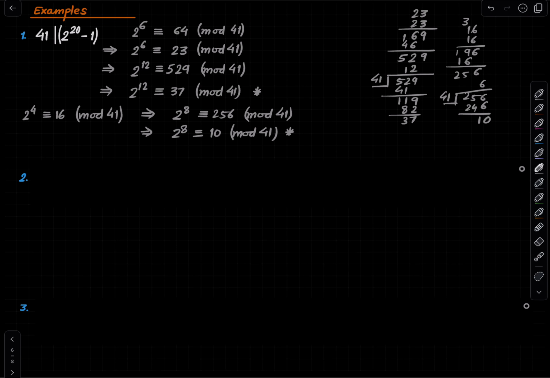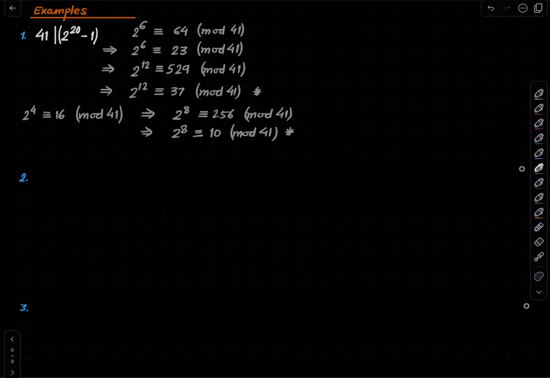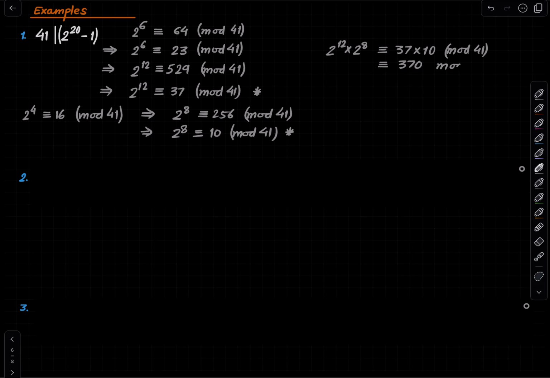Another star here. So multiplying the 2 stars, as we saw in the previous, we can multiply congruences. So 2 to the power 12 times 2 to the power 8 is congruent to 37 into 10 modulo 41. Right? What happened? We have the first star and the second star. We multiply the left hand side, we multiply the right hand side. We have just written it out. So this is 370 modulo 41. But what is the remainder when 370 is divided by 41?